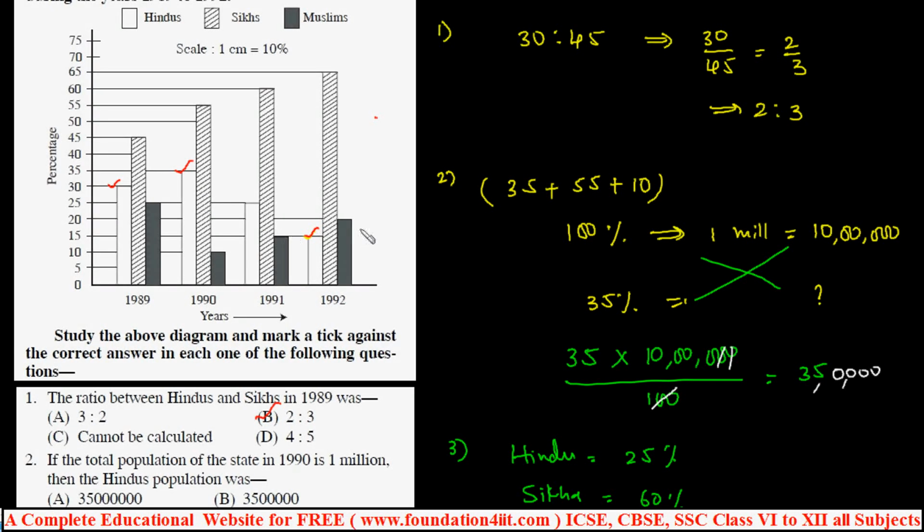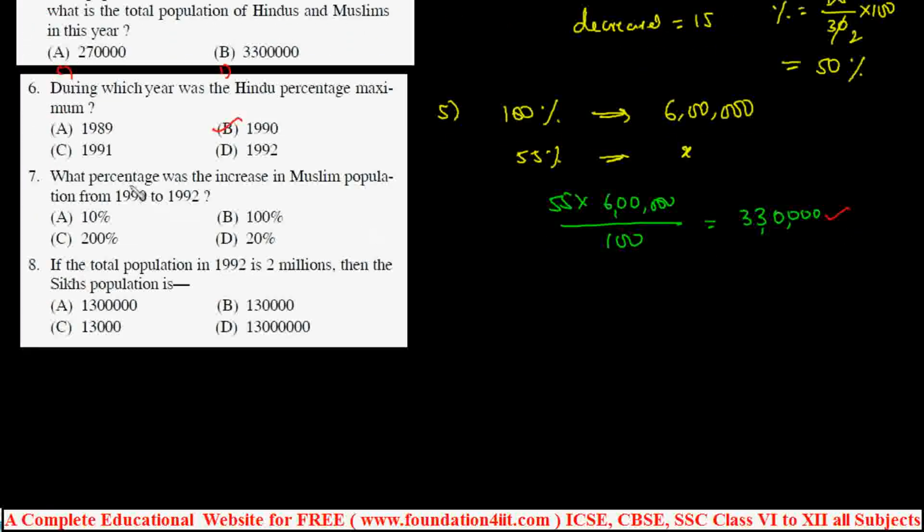Next one, same, seventh one. What percentage was the increase of Muslims in the population from 90 to 92? Okay, whenever they are asking like this, in 1990 it is 10% and 1992 is 20%. So the difference is 10. So 10 by 10 into 100 is 100 percentage. 10 to 20, exactly 100% they increased. 100 percentage it is.